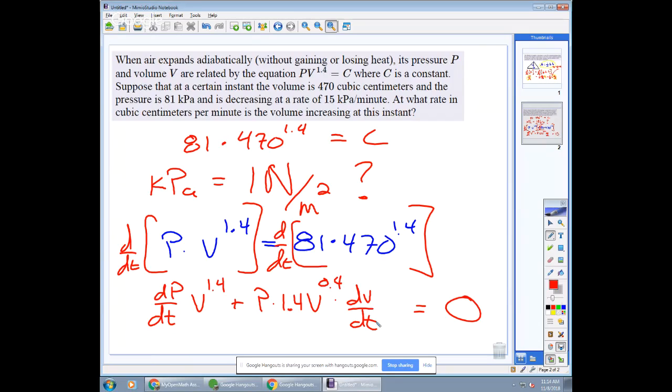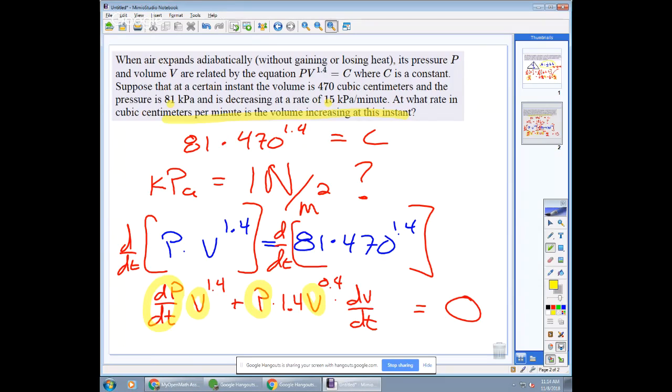So then, let's see, what do we know here? We know B, that's the 470. We know P, that's 81. We know dP/dt, that's the 15. We know that V there, so the only thing missing is dV/dt, which is what I'm trying to find. So hopefully we don't need to mess with any units, and we just plug those numbers in and solve for dV/dt. All right, so I'm going to leave that one there. If there's still a problem, then we can talk later.